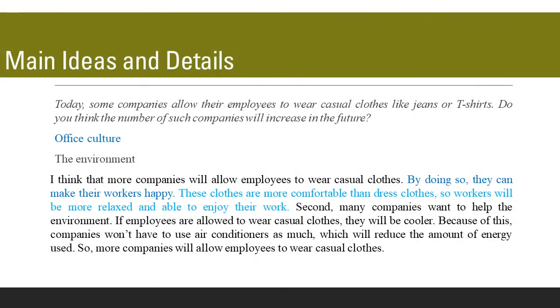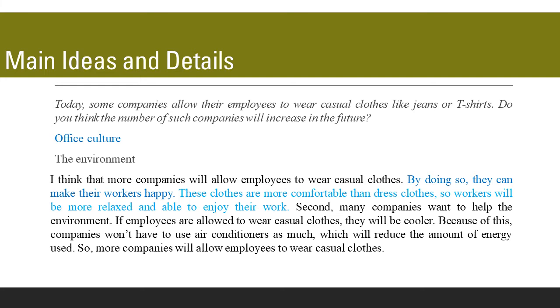Okay, so making workers happy is related to the culture of the office. It's the main point about office culture: the feeling in the office will be better because the workers will be happy. Office culture will therefore be better. The secondary supporting point, the light blue one, explains what I mean when I say happy workers. What I mean is, as the light blue says, that casual clothes are more comfortable. Being more comfortable makes you happier. You enjoy work more.